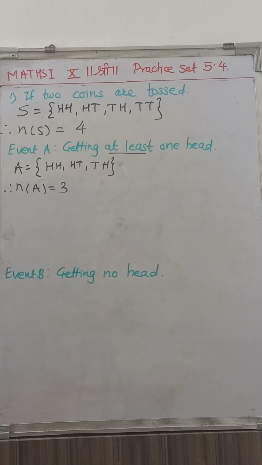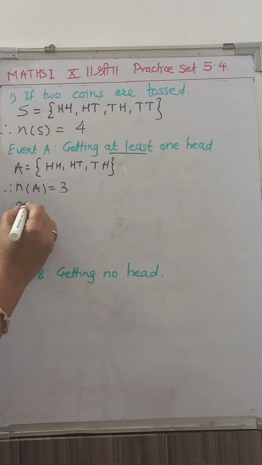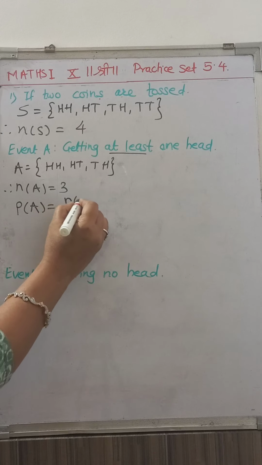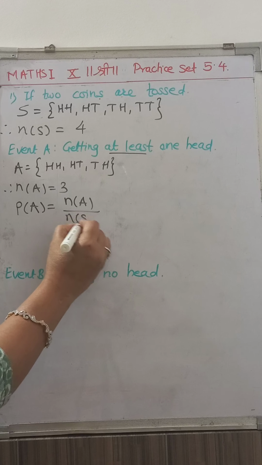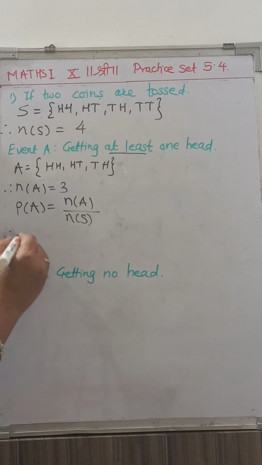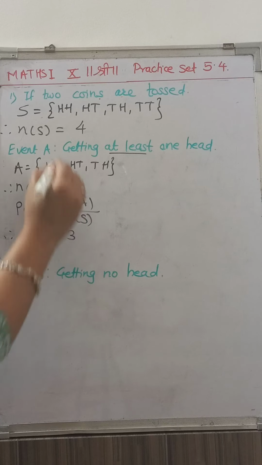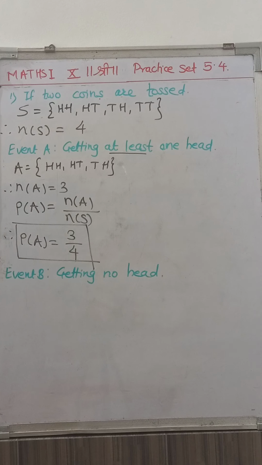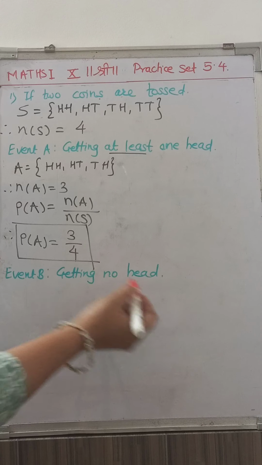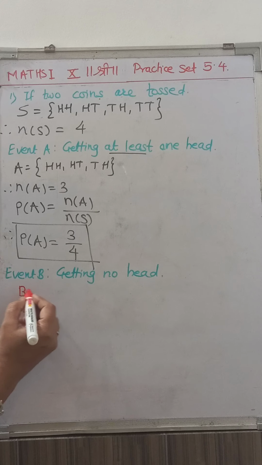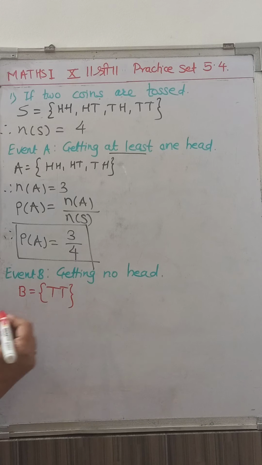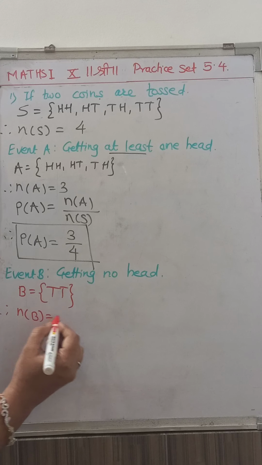Now we want to find the probability of event A. Therefore we know the formula: P of A is equal to N of A upon N of S. Now substituting the values, the value of N of A is 3 and N of S is 4, and therefore probability of event A is equal to 3 upon 4. Now let B be the event of getting no head. Now we don't want a head, which means we need only tails, so in event B we get only TT. Therefore N of B is equal to 1.